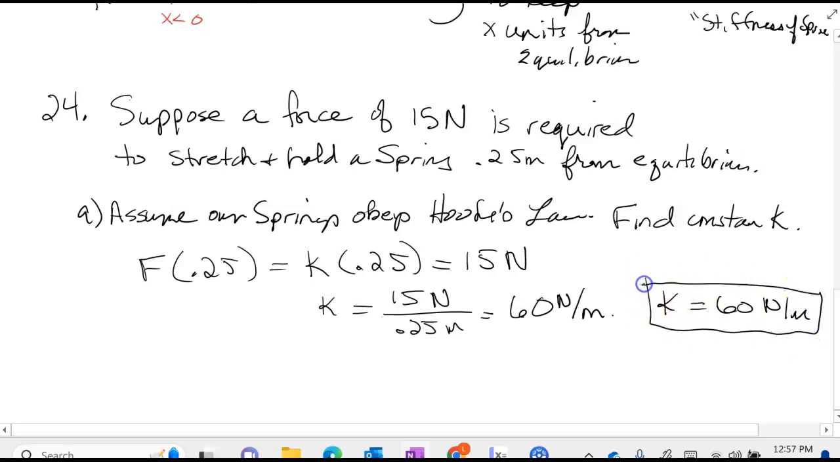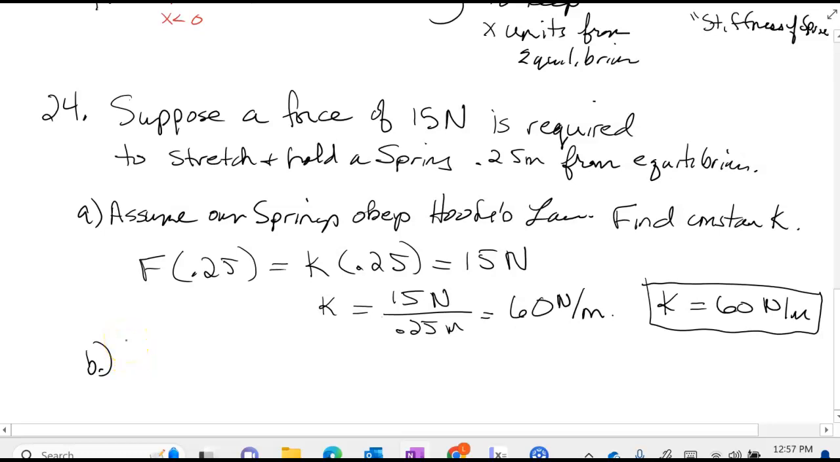But once you have that constant, that K, that stiffness of the spring, isn't going to change. The force required is going to change, but the stiffness itself, that K, will remain the same. So let's take a look at a second piece to this. So here it is. Now, next question.